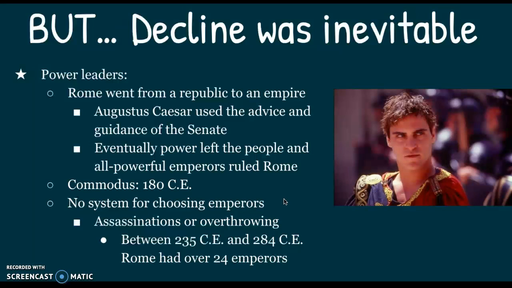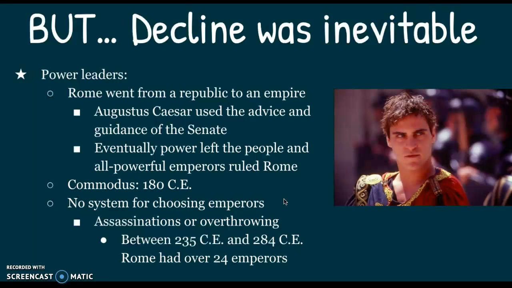Also, we know too that the Senate was very, very powerful. Although they were supposed to represent the people, I have air quotes, you can't see them, they really didn't. They represented themselves. So there's this tension between the Senate and the emperors. And a lot of times the Senate had the emperors killed if they didn't do what they wanted.